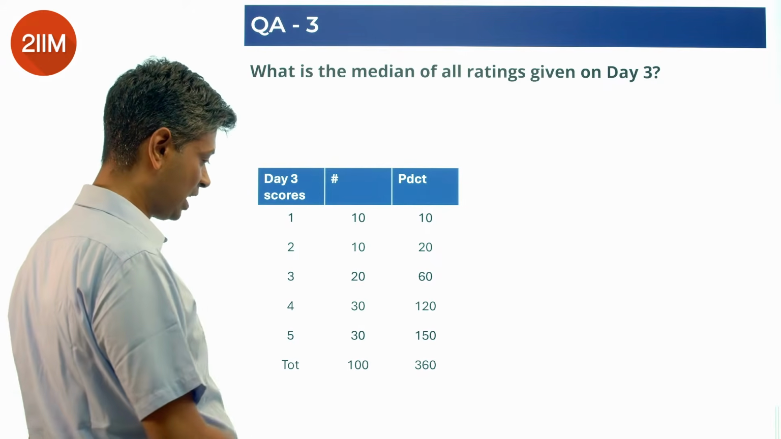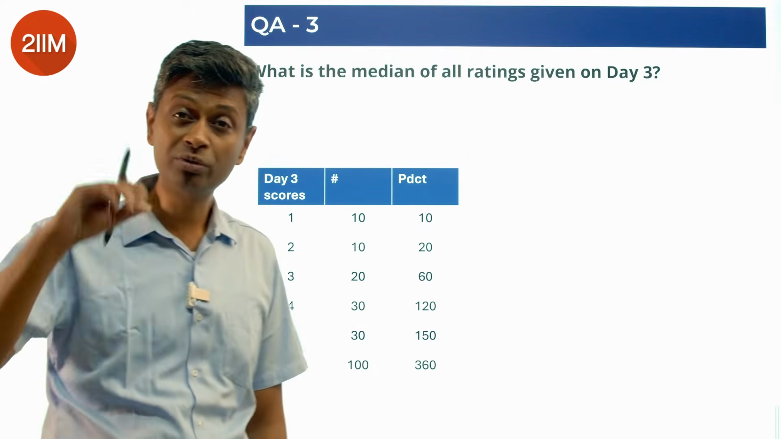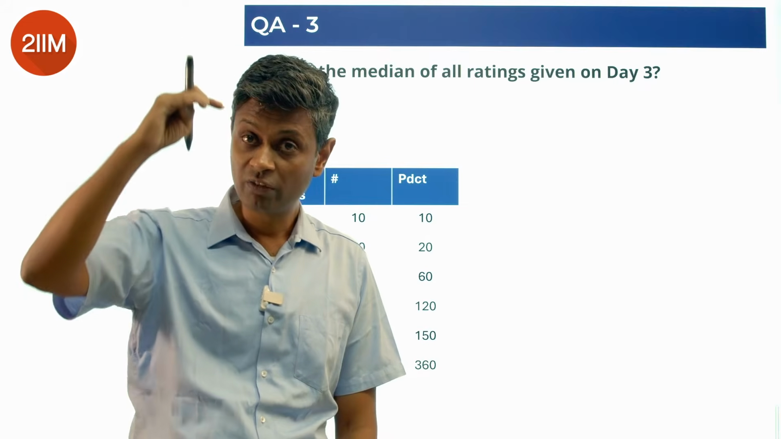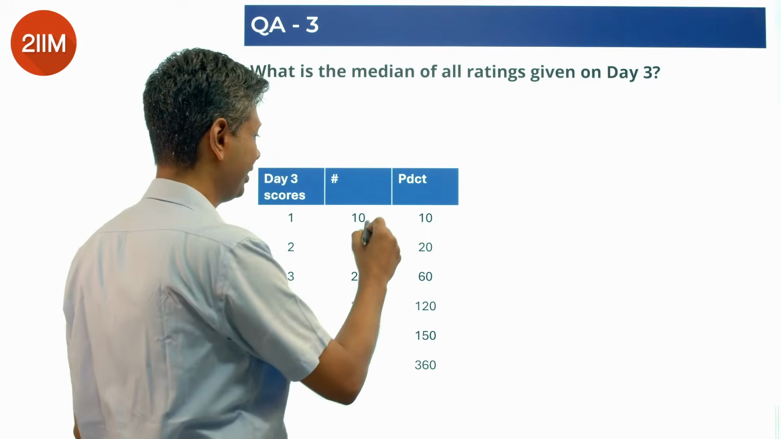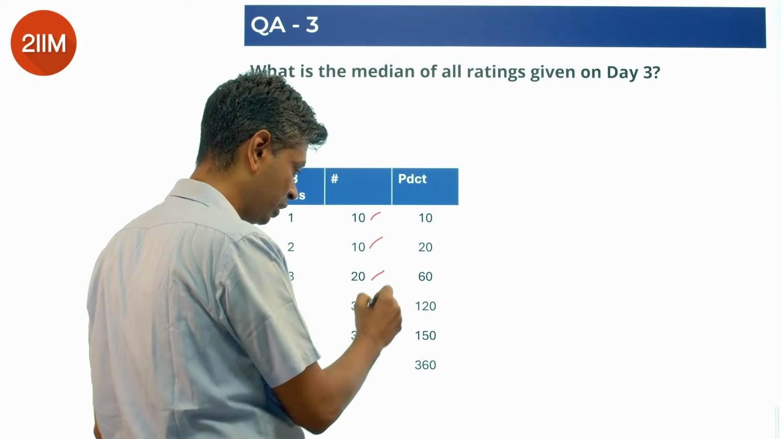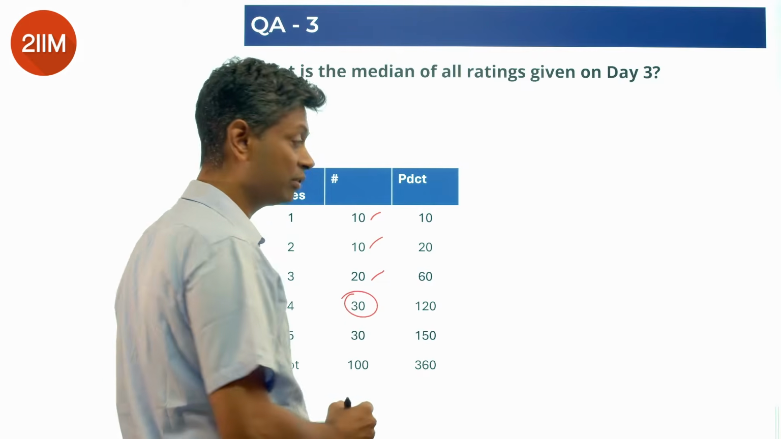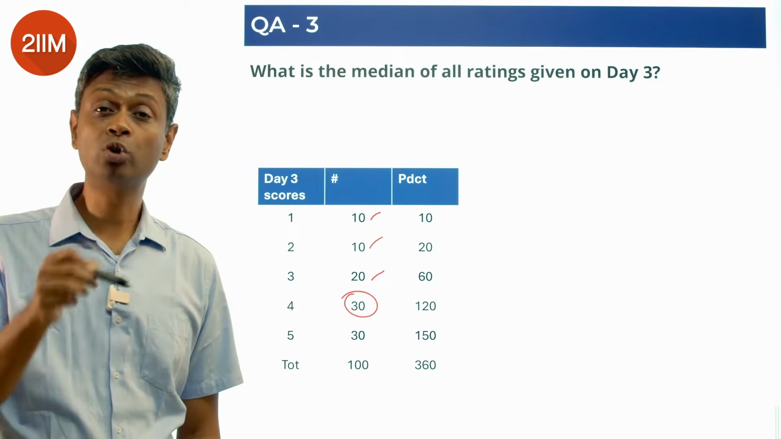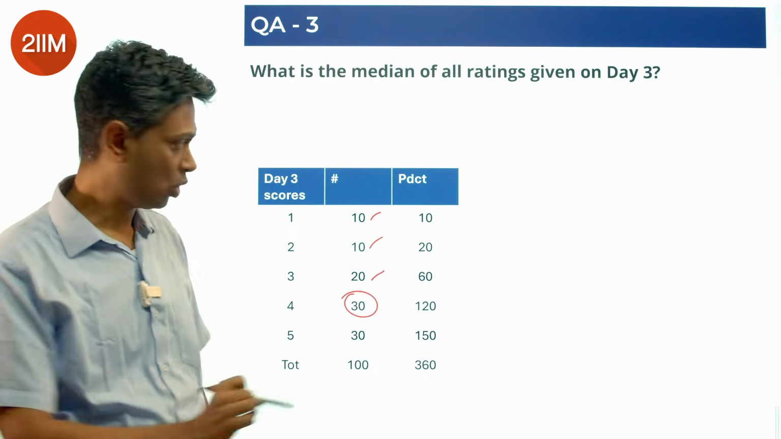Totally on day 3, 100 ratings were given. So average of 50th and 51st rating when you arrange them on a stack. 10, 20, 40, 50th and 51st ratings would have both been 4. So how do we arrange this?